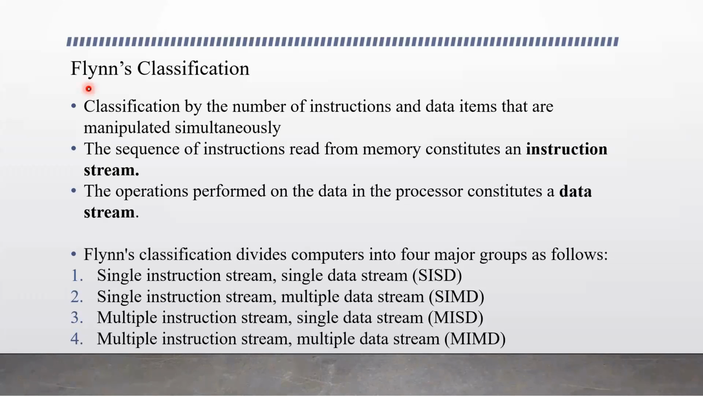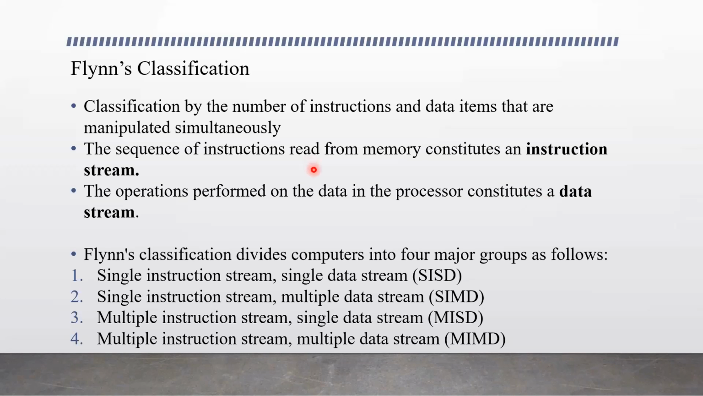According to M.J. Flynn, the classification of computers based on parallel processing: the computers that support parallel processing can be classified by the number of instructions and data items that are manipulated simultaneously. So what is an instruction stream? The sequence of instructions read from memory constitutes an instruction stream. And data stream, the operations performed on the data in the processor form the data stream.